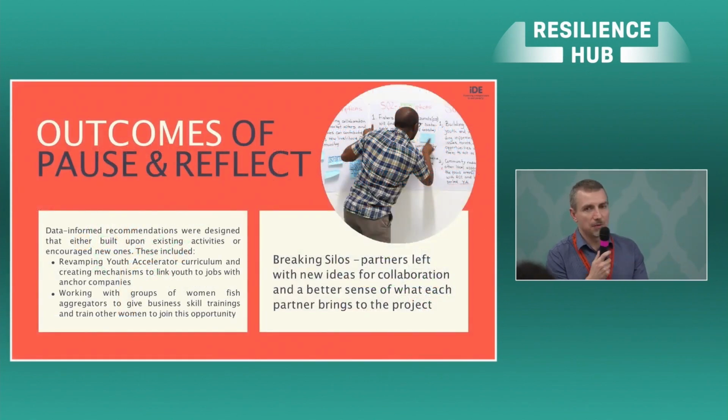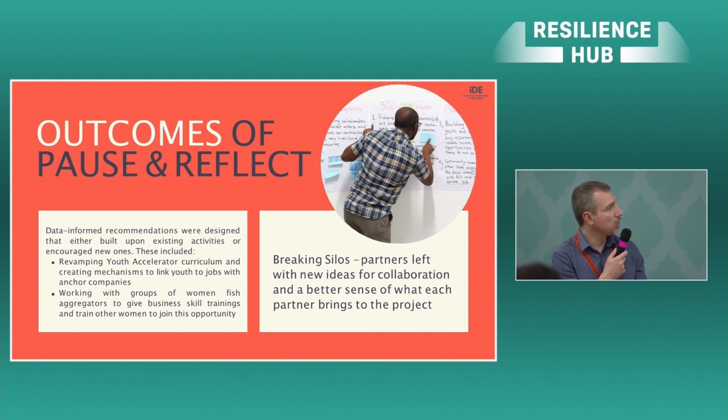So a couple of quick examples from this pause and reflect session. Just to give you a sense of what kind of things we looked at and found, the team found it interesting, because these are just numbers, but at the end of the day, these are people and communities. What we found was we needed to revamp our youth accelerator curriculum and really link the youth. That was an area that we didn't emphasize strongly enough at first.